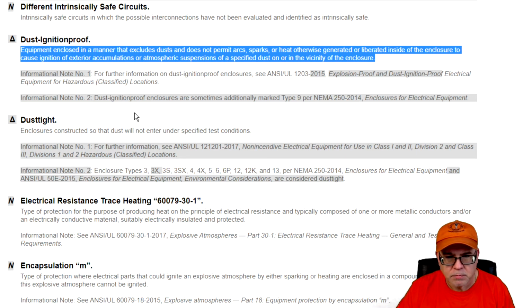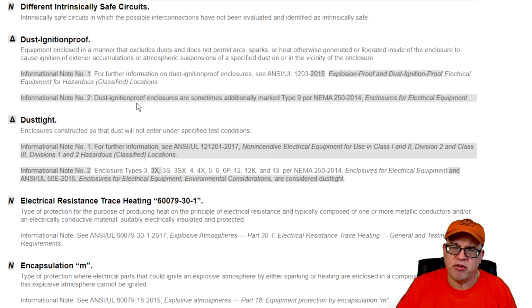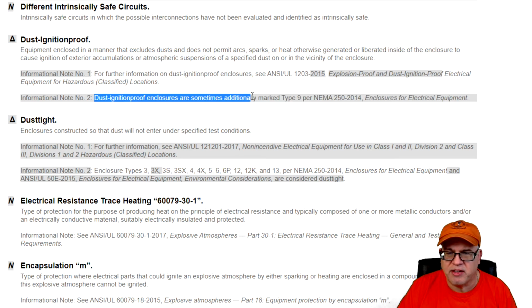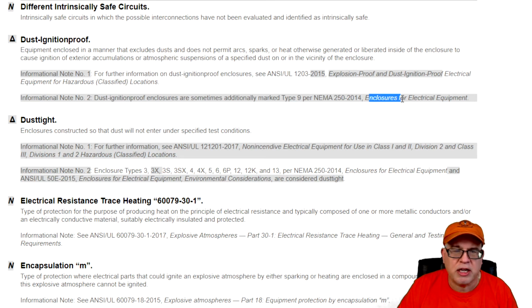Okay, so you do have some informational notes that talk about dust ignition proof enclosures, but you have what's called dust explosion proof enclosures, sometimes additionally marked type 9 from NEMA 250. That's your enclosure standard for them. And it is NEMA, it's called enclosures for electrical equipment. And again, you probably can find an old edition online for free, but if you have to buy it, it's probably $100, $200 for that.